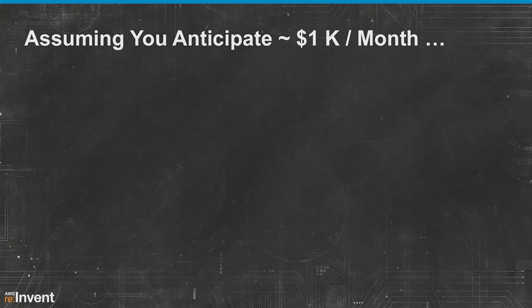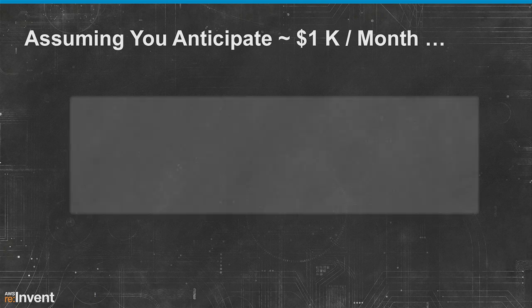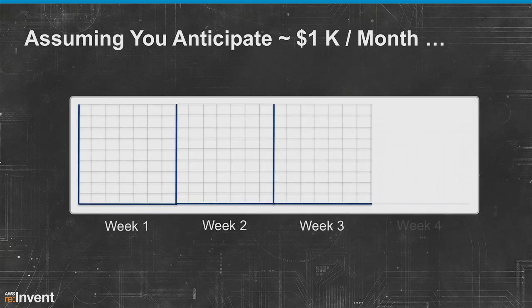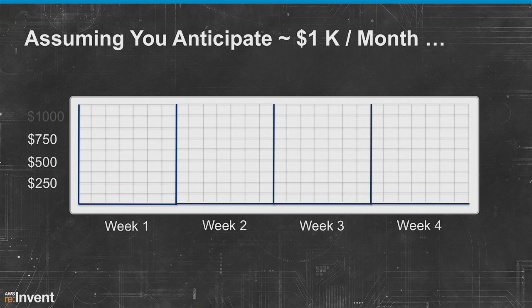Now, assuming you anticipate you've got $1,000 a month that you're going to spend, how could we actually set something up that's a little bit more heads-up awareness for ourselves? So we've got week 1, week 2, week 3, week 4, and we expect that we're going to hit $1,000 by the end of the month. Set it up in $250 increments. We'll ladder a set of billing alerts for ourselves at $250, $500, $750, and $1,000.